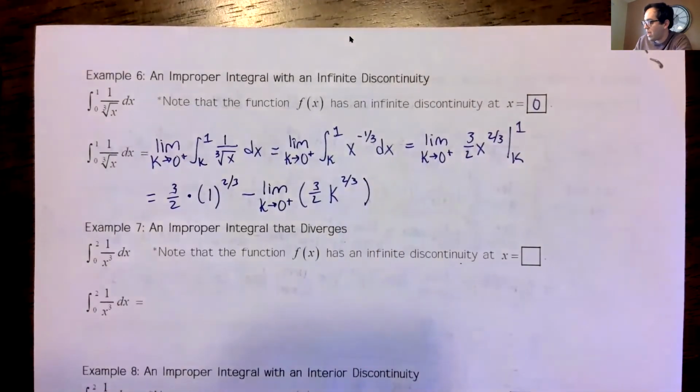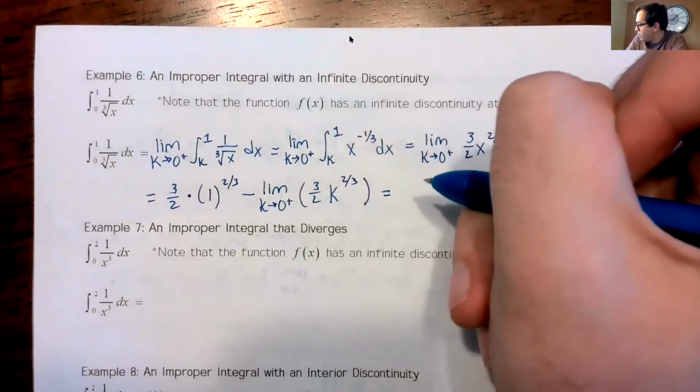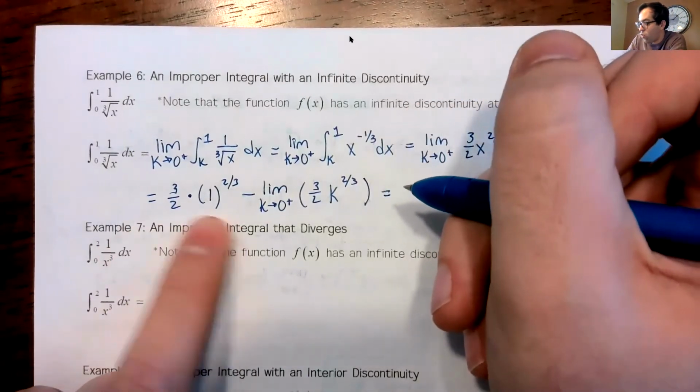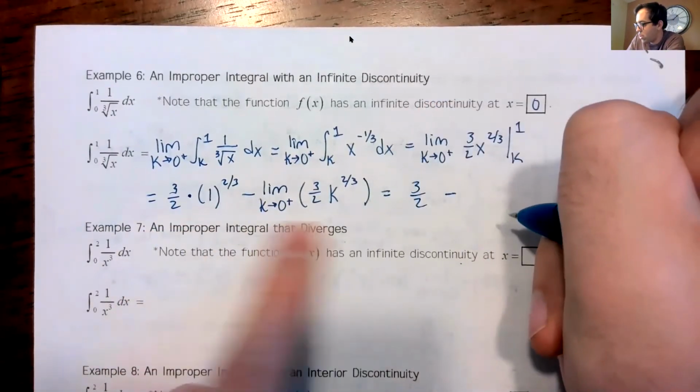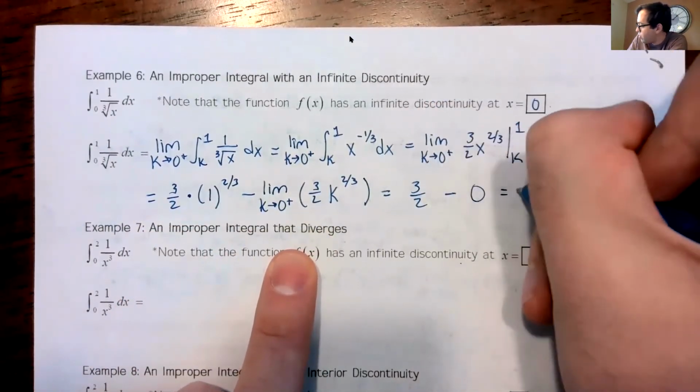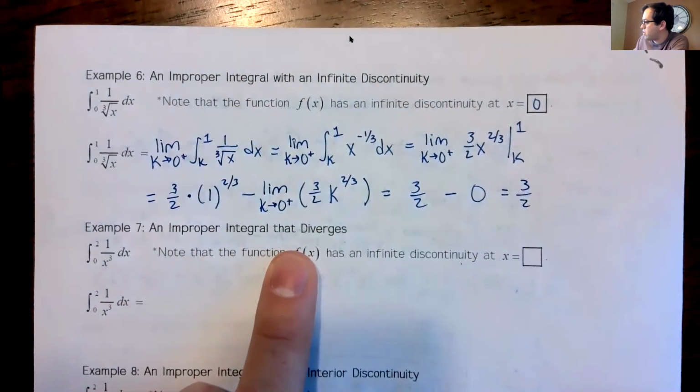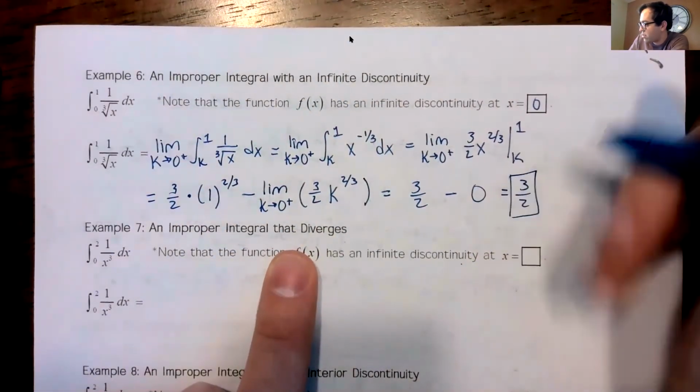So that worked out. So we have 3/2 times 1 to the 2/3, which is just 1. So we have 3/2 minus this whole thing, which approached 0. So we have 3/2. So sure enough, this converges to 3/2.